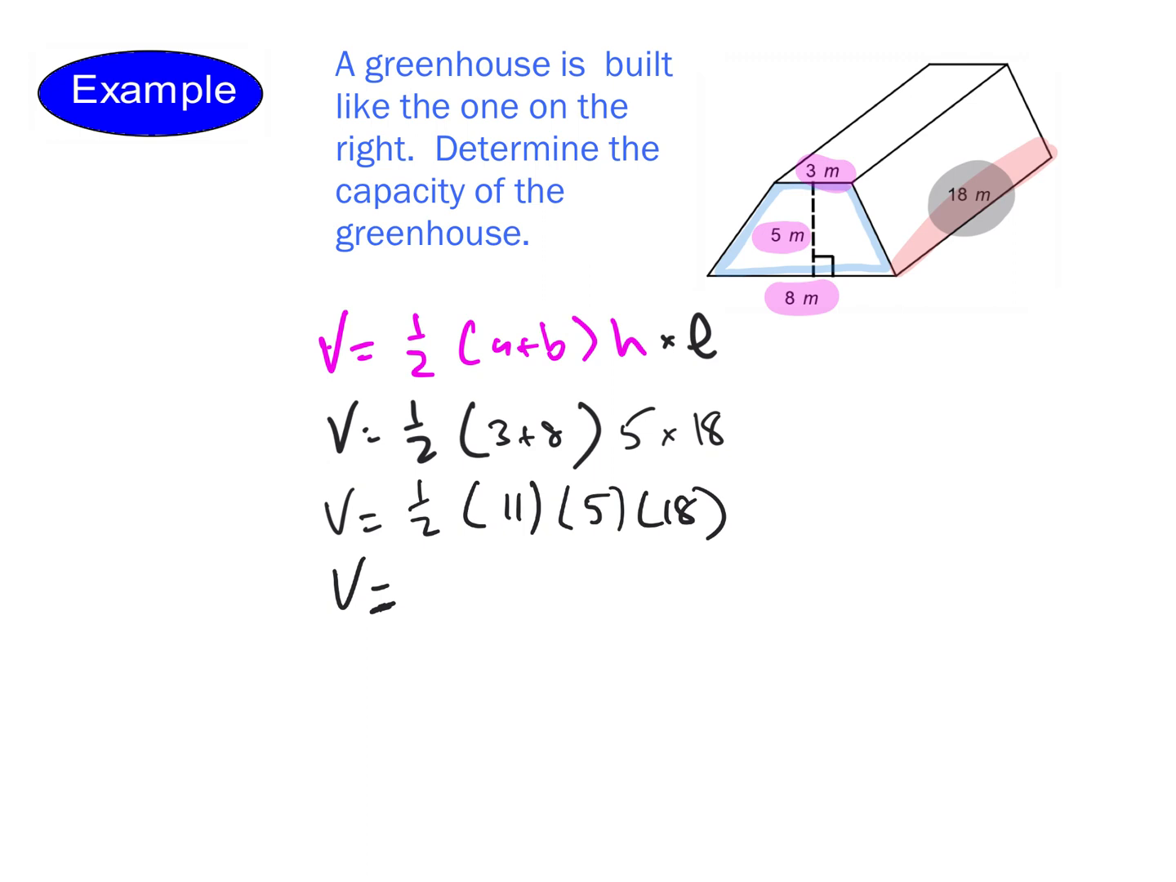And it doesn't matter how you do it, as long as you do it in the right order. And there's not really a right order as long as you remember everything. You're going to get 495 meters cubed for the volume or capacity of that greenhouse. When you're using your calculator, you have to incorporate that 1/2. So you could just divide by 2. You can go 11 times 5 times 18, all divided by 2. And you should get 495 cubic meters.